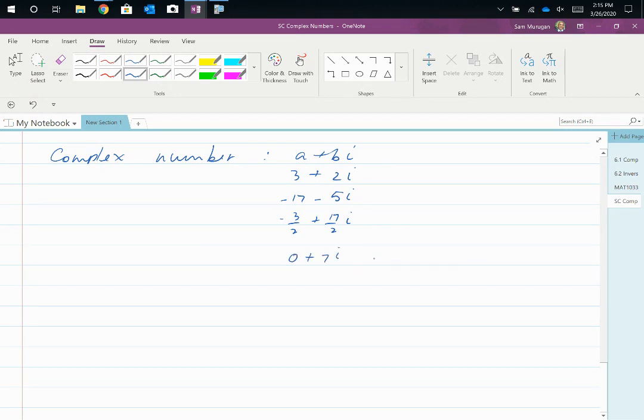This is called pure imaginary. Purely imaginary. And a real number, such as 5 plus 0i, has a 0i for the imaginary part. So a real number can be written in terms of a complex number. Okay?